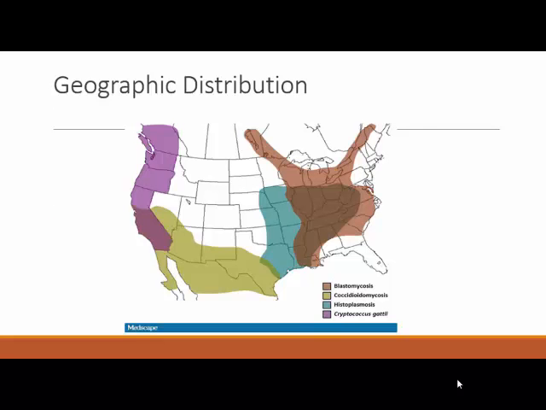So this map is from Medscape, but it comes from the CDC, and this is a general map of the distribution of the four major mycoses that we find in the U.S. So blasto, coccidiomycosis, histoplasmosis, and then Cryptococcus gattii, which is in the Pacific Northwest, which I had actually not heard of before.